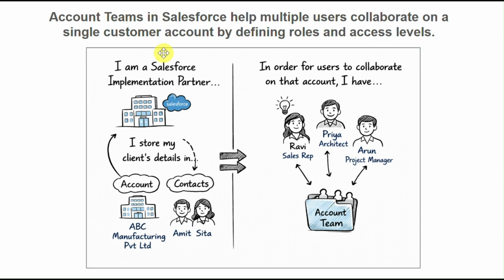Let's say you are a Salesforce implementation partner like TCS, Cognizant, and all, and you are using Salesforce to store your client details. And let's say you're already having a client named ABC Manufacturing Private Limited. And of course, we know that in order to store your client's details, if it is an organization, we'll be using the account object, right? And also, you will be storing the details of the people working under that particular organization in the contact object of its related account.